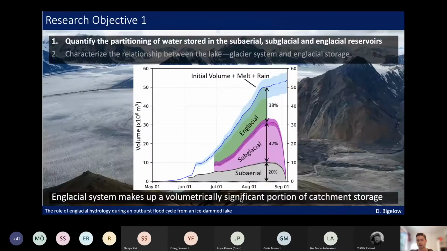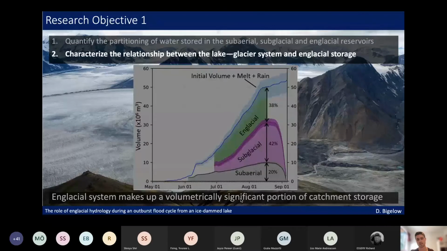So coming back to our research objective, that answers the first one that we wanted to talk about, which is to quantify the partitioning of water stored in the Englacial reservoir, specifically by parsing out the subaerial and subglacial components. And what we found is that the Englacial system does make up a volumetrically significant portion of catchment storage. Secondly, what we want to do now is characterize the relationship between the lake glacier system and Englacial storage.